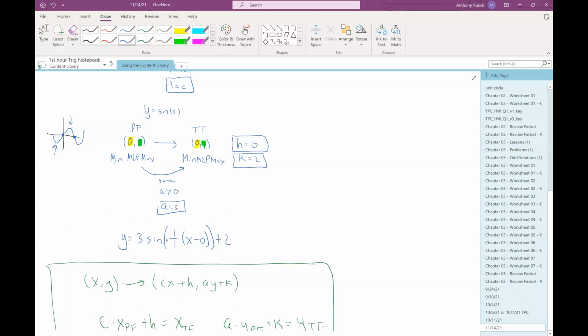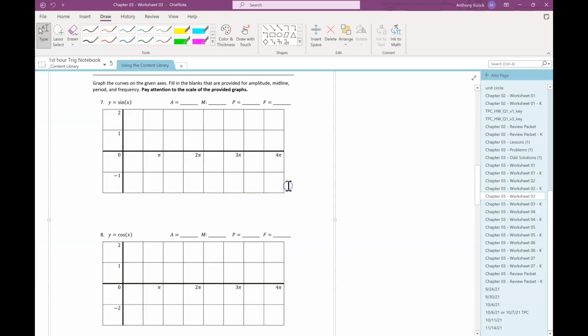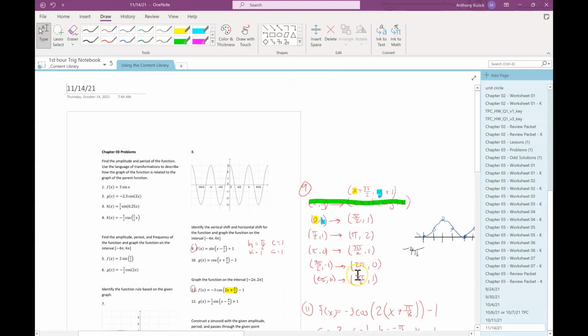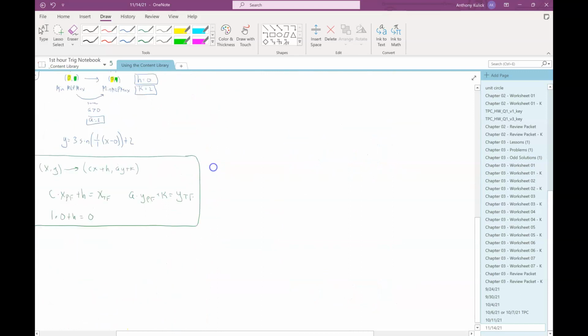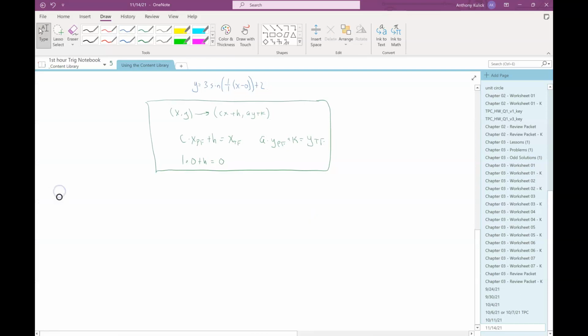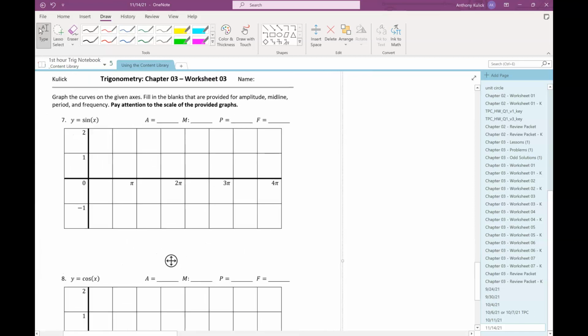Yeah, and then my other one is, can you do 7 on worksheet 3? Worksheet 3, number 7? Sure. Of course. Oh, okay.